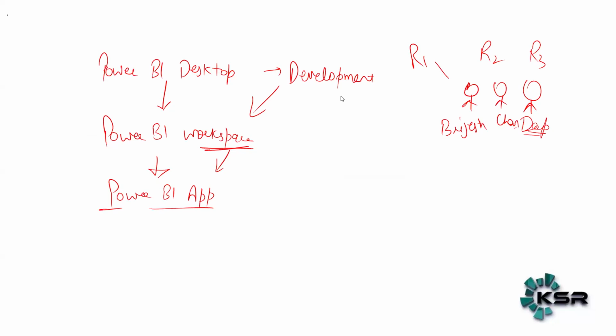Now all 3 of you will be working on a report on your Power BI desktops, right? Then all 3 of you can publish a report to a workspace. Suppose you are working on the same workspace, in an ABC organization, and your project is a dummy project. Suppose this is your workspace name. Now you will click on the publish button in Power BI Desktop, and you will be publishing the reports here, R1, R2, R3.